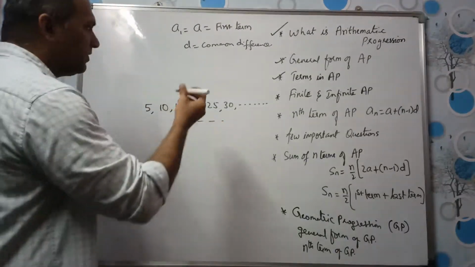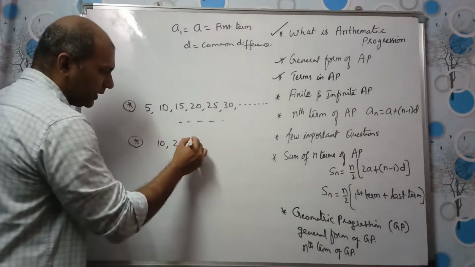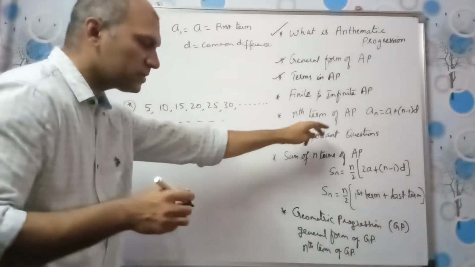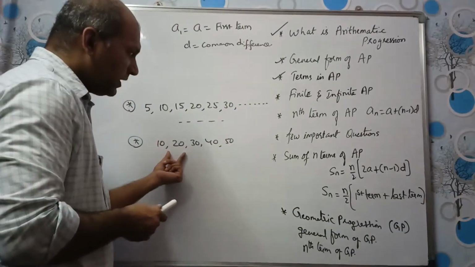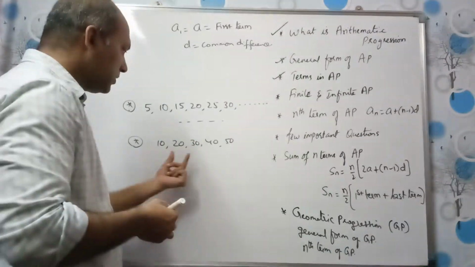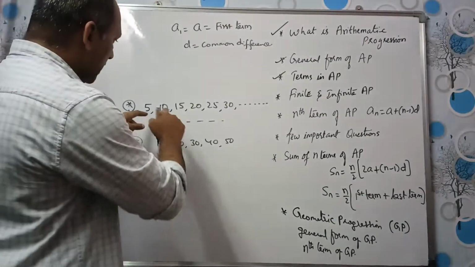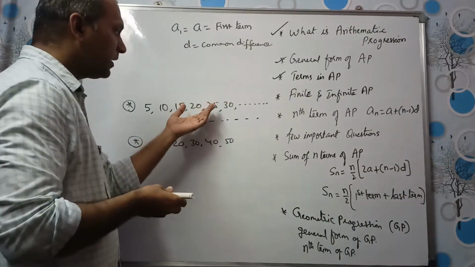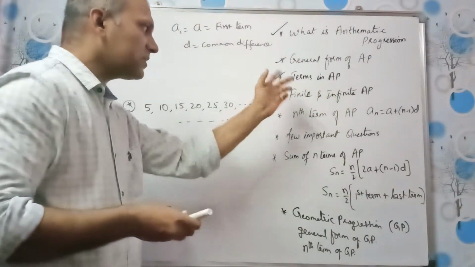For example, if the numbers stop after some time, let us say 10, 20, 30, 40, 50 up to here, there is no 'and so on', dots are not there. So such kind of an AP is called a finite AP, because there are a finite number of terms. We can count the number of terms in this. How many terms are there? 5 terms are there. Can we count the number of terms here? No. It is never ending. So such an AP is called an infinite AP. This type of an AP is called a finite AP.